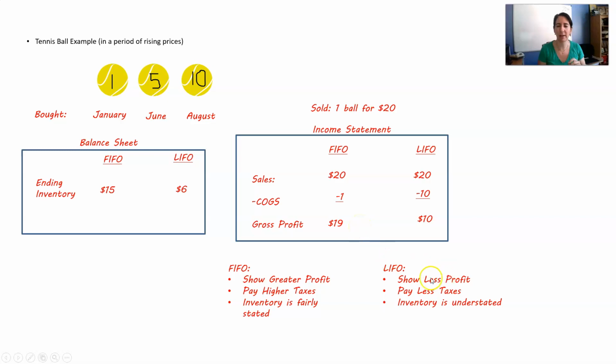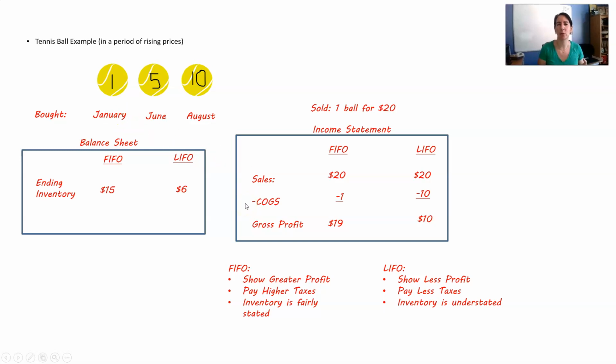All right, so if we did LIFO, we show less profit, paying less taxes, but one of the problems is inventory is understated. If you think about it, I've got 2 tennis balls right now, right? And tennis balls right now are selling for $10 each, but yet I have 2 tennis balls that are only showing at $6. So under a LIFO system, the oldest inventory costs are what you're holding on to, meaning that over time your inventory is going to be undervalued or understated. It's just the way LIFO works.